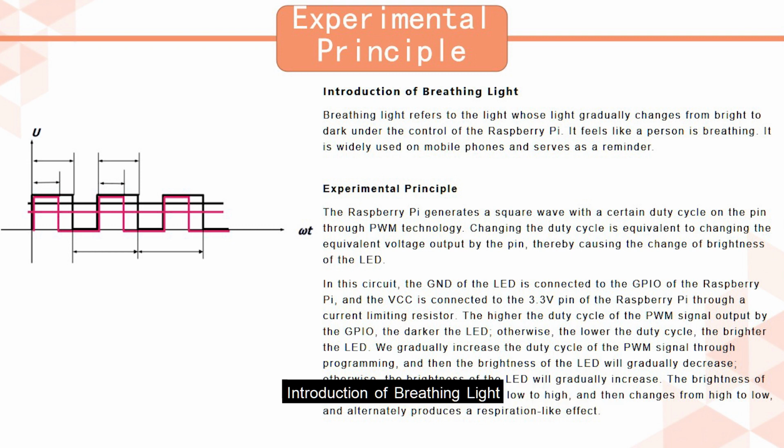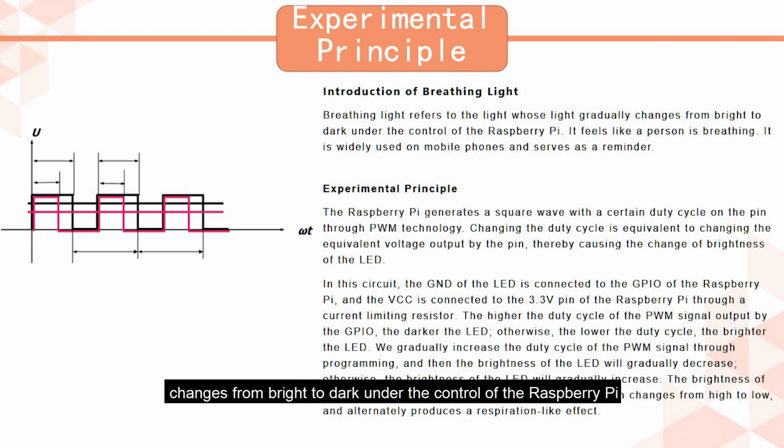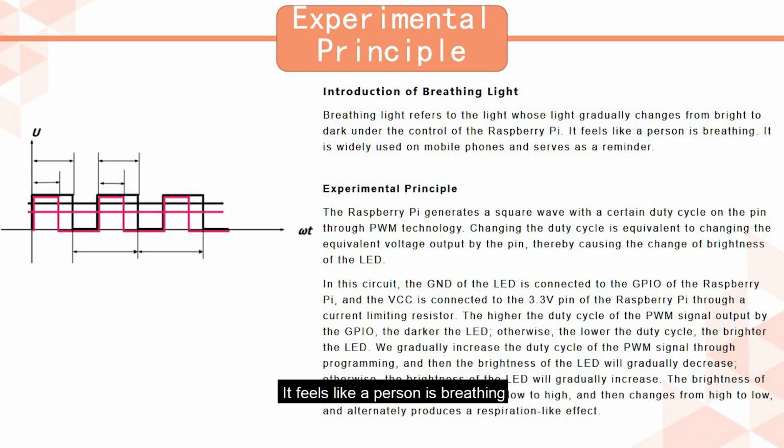Introduction of breathing light. Breathing light refers to the light whose brightness gradually changes from bright to dark under the control of the Raspberry Pi. It feels like a person is breathing. It is widely used on mobile phones and serves as a reminder.